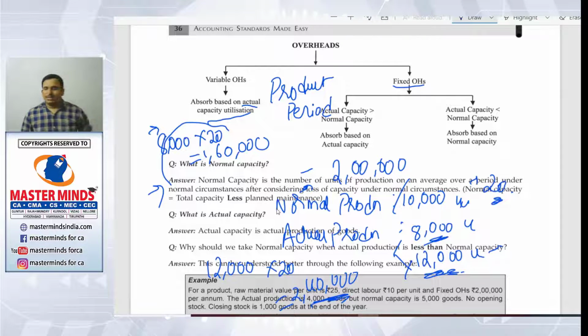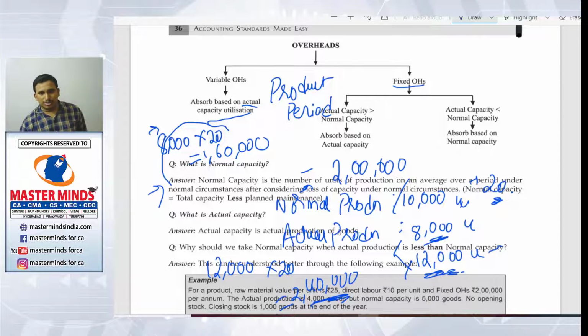Hope you have all understood. See, if actual production and normal production are both the same, then there is no issue at all. Total fixed overheads divided by the number of units will give the cost per unit. If the actual production is less than the normal production, then also it is not an issue. Allocate as per normal production. If the actual production is more, then if you follow the normal production as a basis, the cost recorded will be more. Hence follow the actual production only.